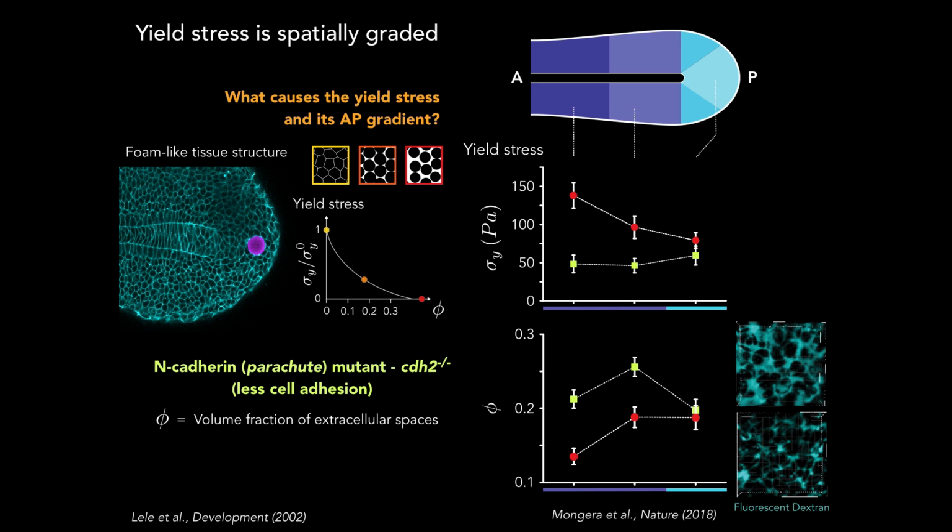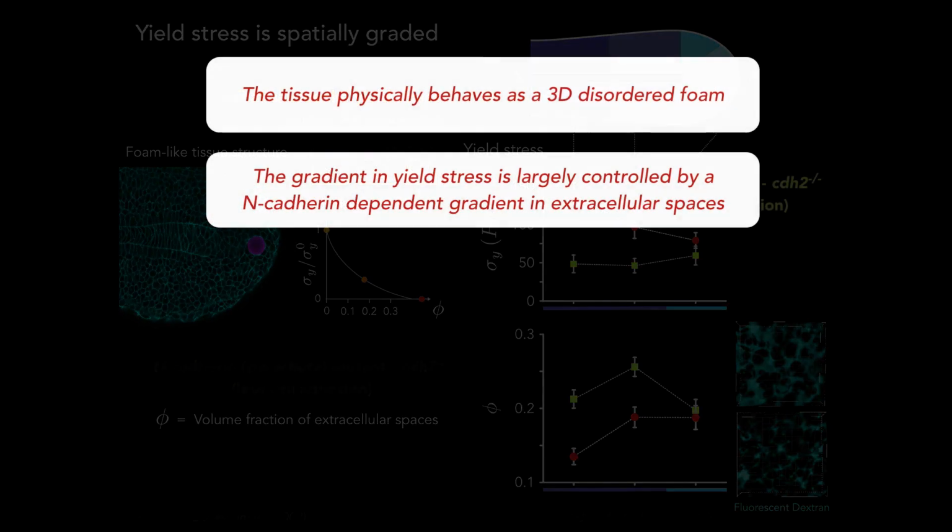So somehow the gradient of the yield stress, the gradient of mechanical integrity in the tissue, is controlled. Well, no, I shouldn't say it's controlled. It's dependent on n-cadherin. So what we learned from these experiments is that the tissue behaves physically like a 3D disordered foam, and that the gradient in the yield stress is controlled by this gradient in the spaces between the cells, which is n-cadherin independent.